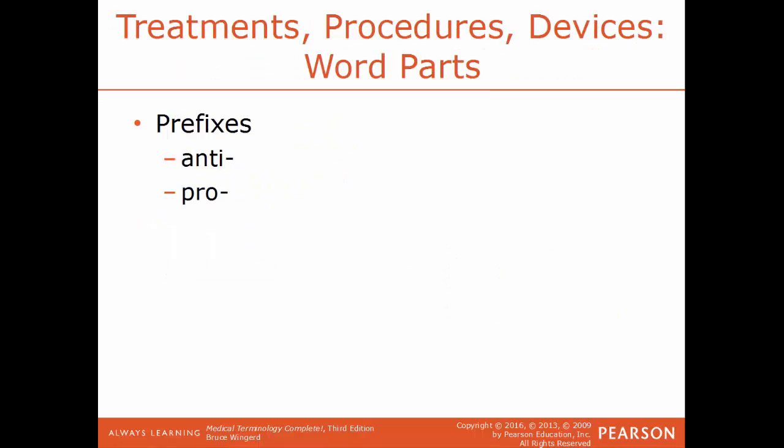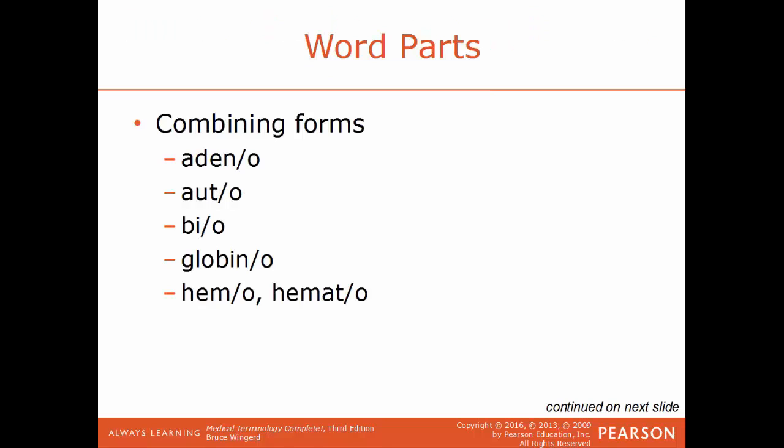All right, now we'll talk about some treatments, procedures, devices, and some word parts. The first one, I'll talk about some prefixes. Anti will mean against, pro will mean for, so these are opposite. Some other combining forms, many of which we talked about already. Adeno is a reference to gland. Auto means self. Bio means life in general. Globin or globino is a reference to protein.